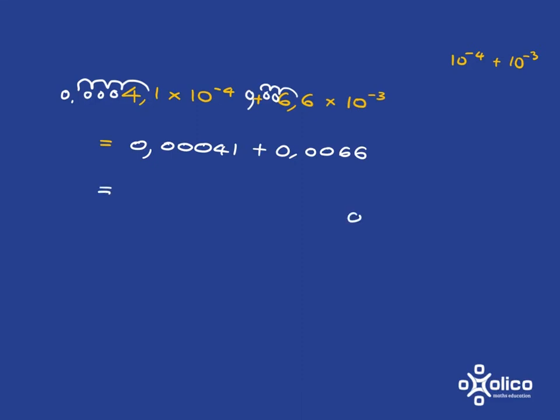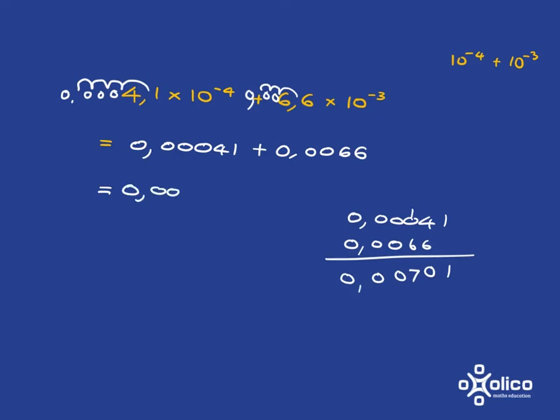And remember, when we're adding, we just need to make sure we line up the comma very nicely. And then we add in the way we always have. And we get our answer. And we could, if we wanted to, write that into scientific notation, and it's going to be times 10 to the negative 3.